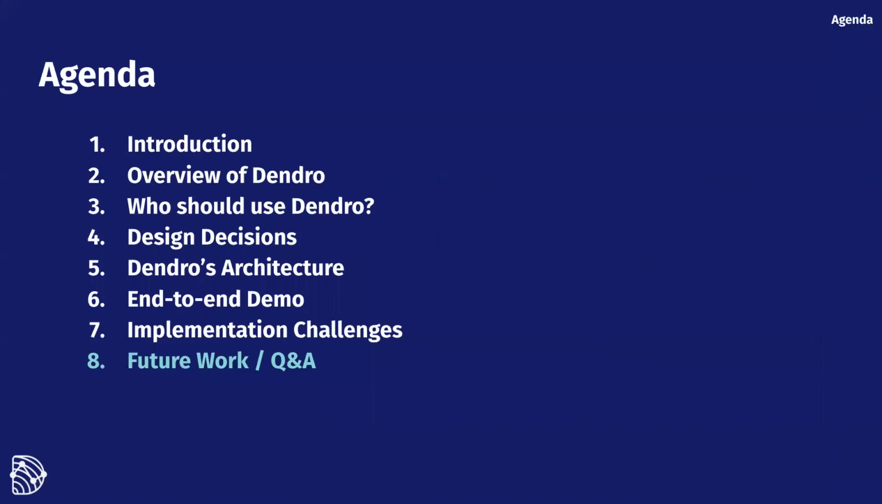This brings us to our final section. Of course, an open source project is never fully finished. While we think Dendro is feature complete, ready for people to use and immediately benefit from, there are certain future work items that would strengthen the overall framework. Let's briefly discuss a few of them.